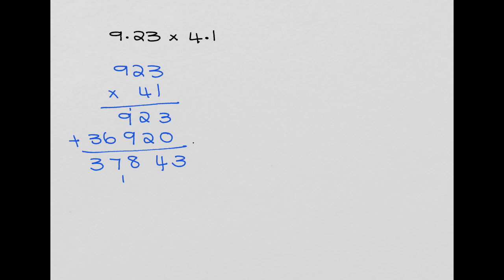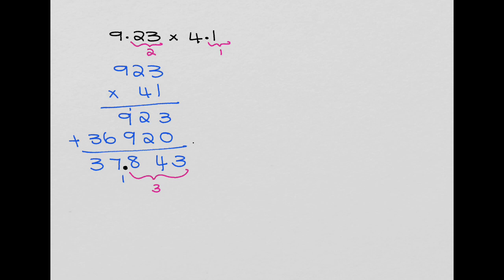Now I'm hoping that you realize the answer cannot be 37,843. Rather, the answer is actually 37.843. And the way we do that, and it's such a loophole, here in that number we've got 2 decimal places. Here we've got 1 decimal place. So in your answer, there must be 3. And that's literally all that you do.